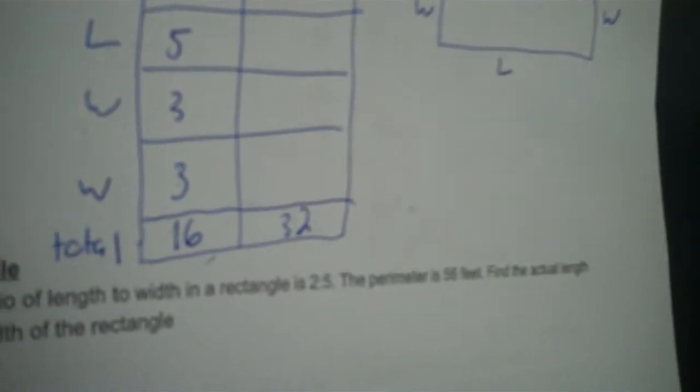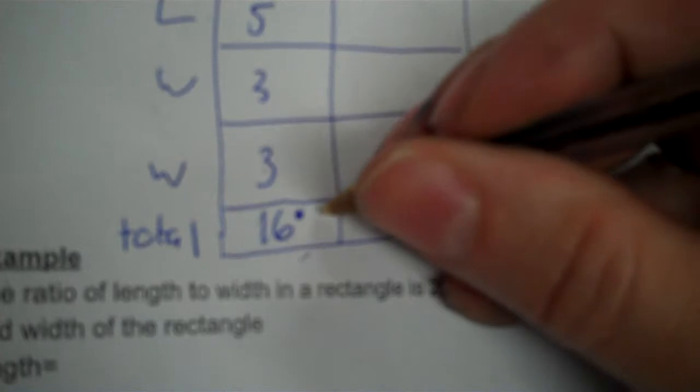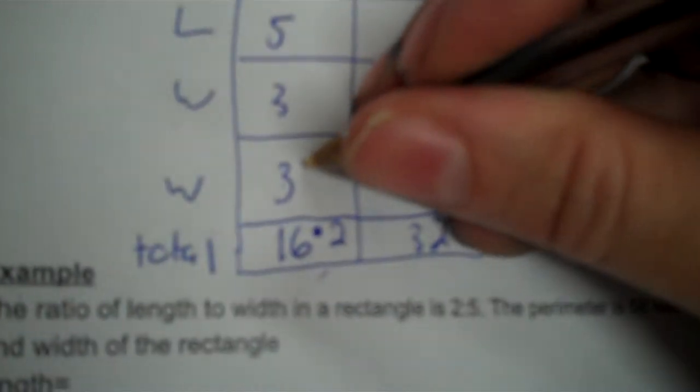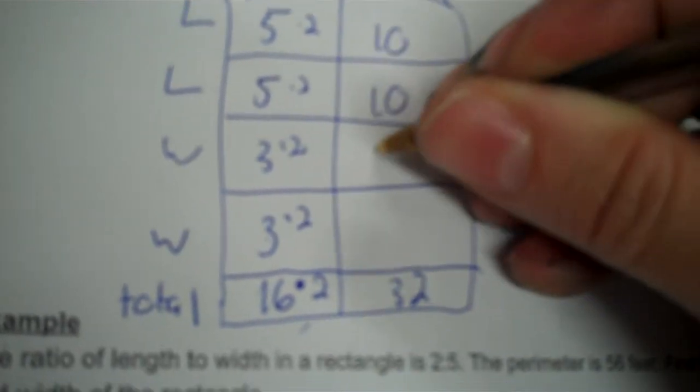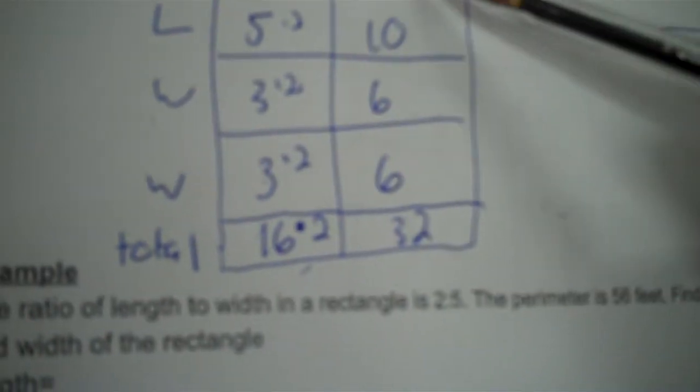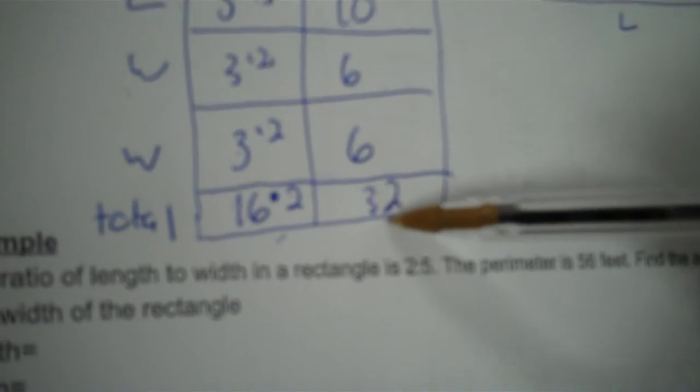Now I'm ready to find the length and width, okay? So 16 times what gives you 32? It's 2. Well, then 3 times 2, that's 10, 10, 6, and 6. So 20, 26, 32. Okay, so I must have done that right. So the length is 10 and the width is 6.